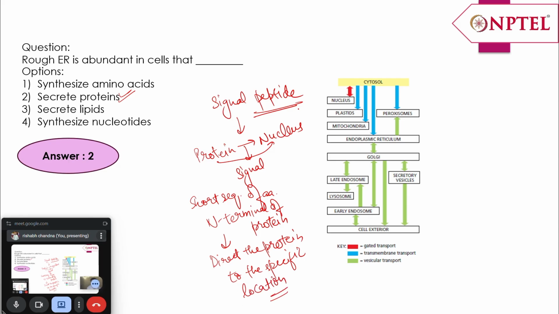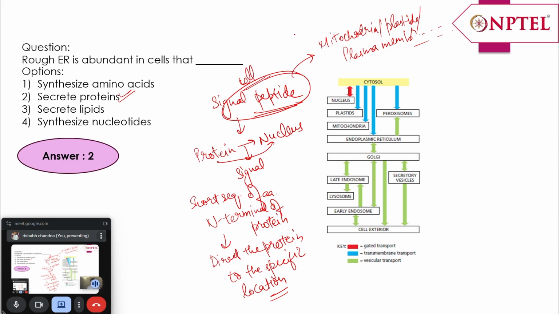Likewise, depending on the signal peptide, the protein will go to the mitochondria or plastid or plasma membrane and so on and so forth. Okay, so this is the major role of the signal peptide in the cell.